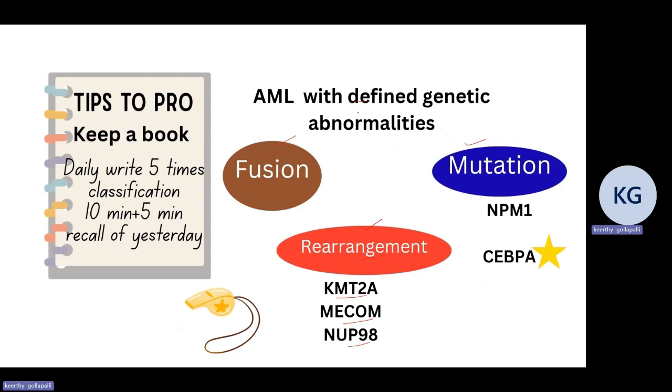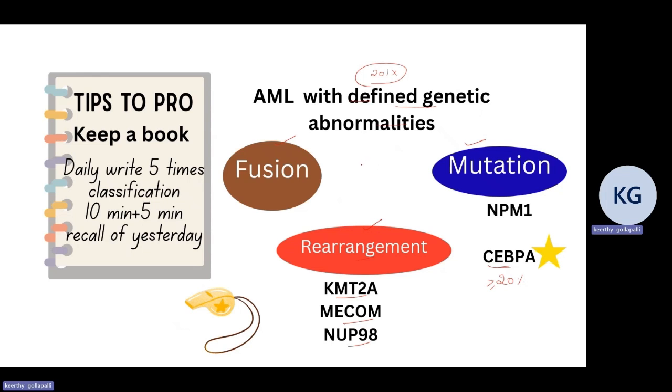As you know, AML with a defined genetic abnormality doesn't require the 20% blast criteria, right? You have to demonstrate these mutations to call this. But there are exceptions. For example, for CEBPA, you need greater than or equal to 20% blast. That's why I have put a star mark. So how to do it? Please write it down 3 to 5 times daily, minimum, for the next 4-5 days. You will remember them.